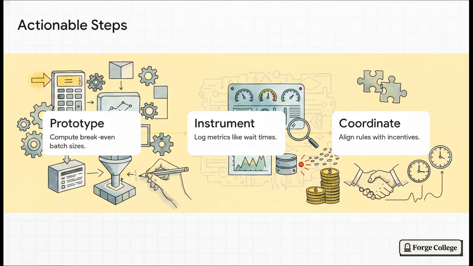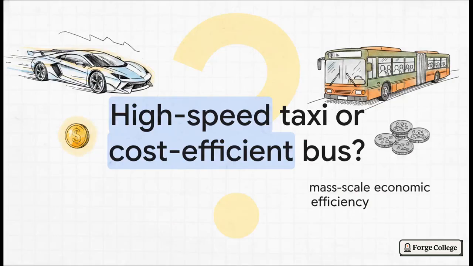And Step 3. Coordinate. This is absolutely critical. You must align your paymaster rules with your bundler incentives. If your paymaster requires slow, heavy checks, your bundler needs to be configured to handle those boarding delays without timing out the whole batch.